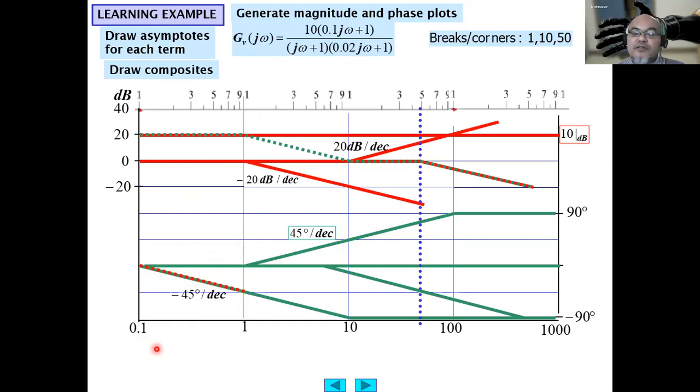So between 0.1 to 1 radian per second, the composite phase will decrease by minus 45 degrees per decade. Between 1 radian per second to 10 radian per second, this plus this plus this, it is just flat, because this is 45 degrees per decade and this is minus 45 degrees per decade, so it just becomes flat. And then plus this one, 0 degrees. And this branches at this 5, like this, branching downward. After that, becoming flat again, then downward again, then flat again.